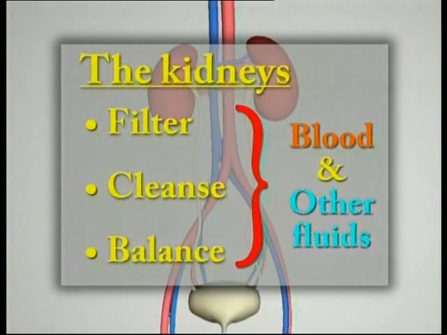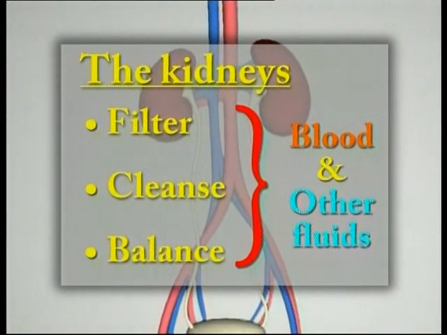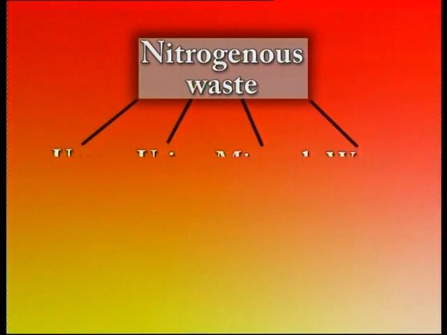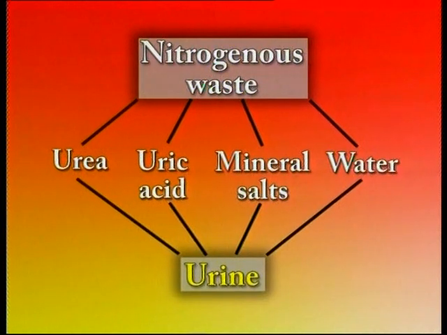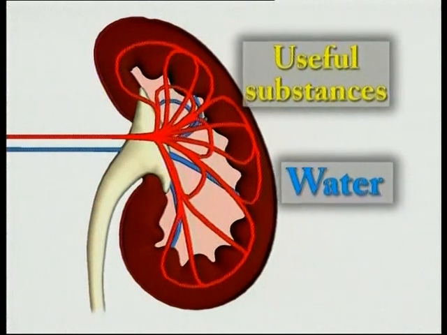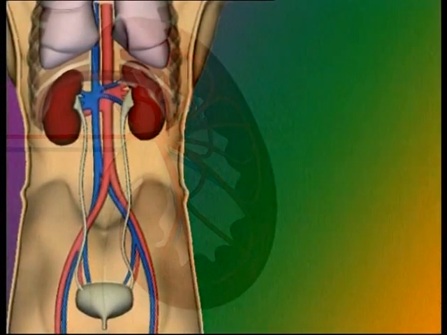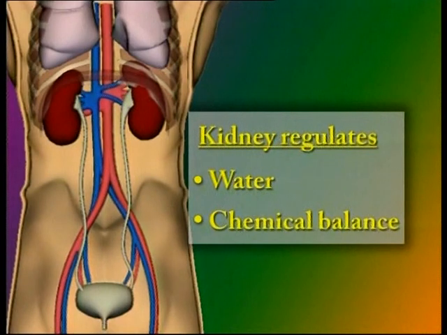The kidneys play a vital role in filtering, cleansing, and balancing the body's blood and other fluids. They remove nitrogenous waste products such as urea and uric acid, as well as mineral salts and excess water to form urine. Useful substances and most of the water are reabsorbed into the blood circulatory system. The kidney also regulates the water and chemical balance in the body.